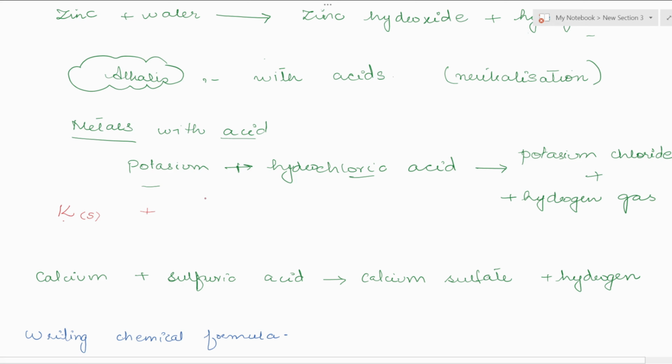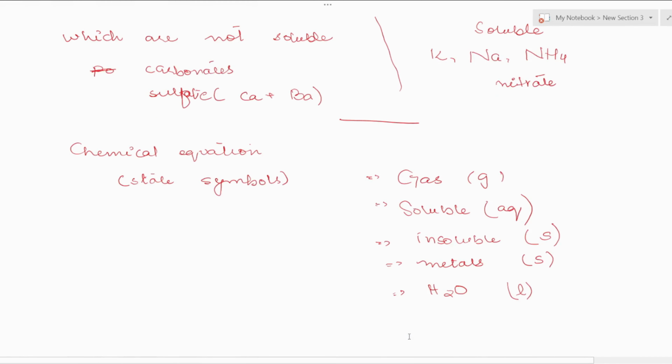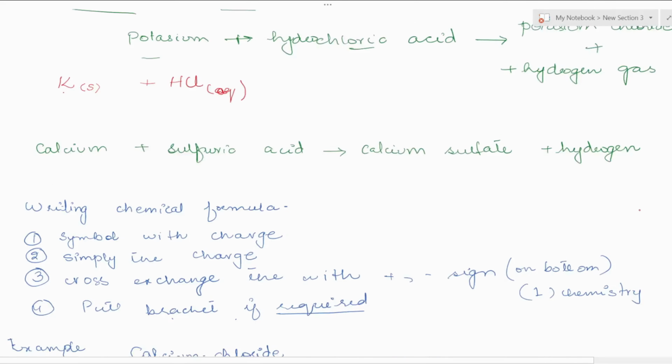What is the formula for hydrochloric acid? HCl. And what symbol are we going to write for this? Acids are mostly aqueous. Acids or alkalis are aqueous because by definition they produce hydrogen ions or hydroxide ions in aqueous solution. So we write aq with them. It's in their definition as well.